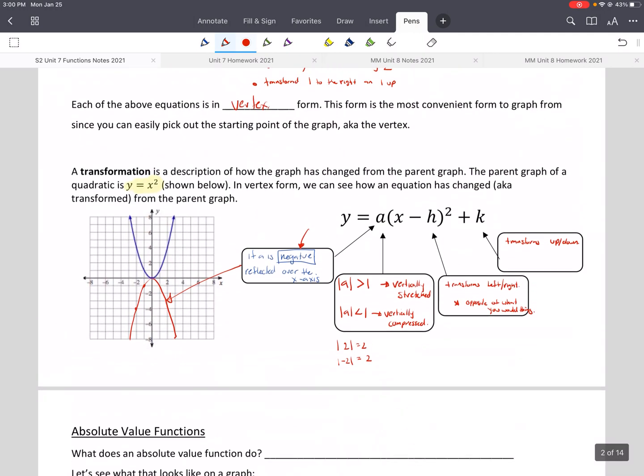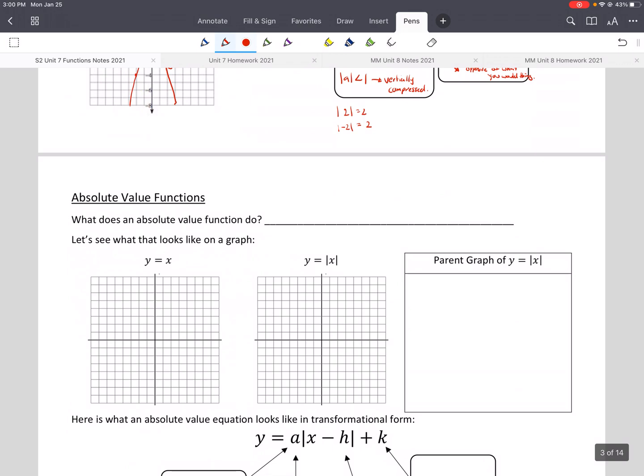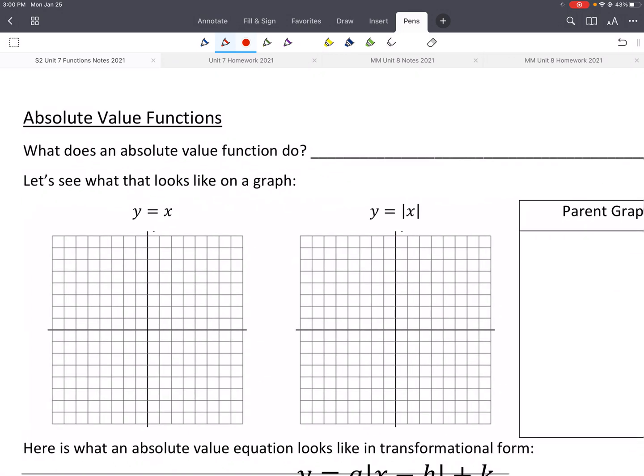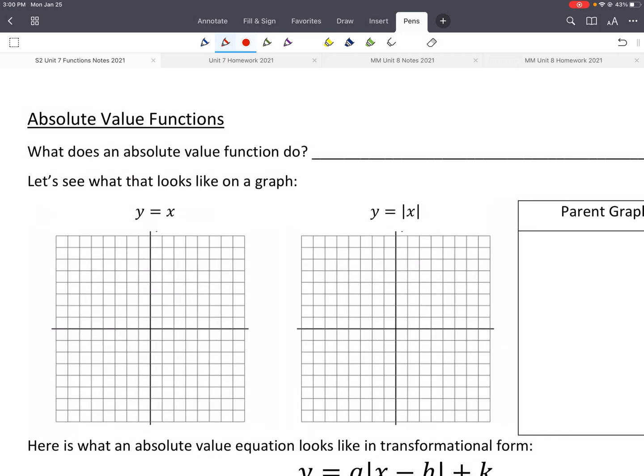So that is transformations. Now we're going to talk about a different type of equation. It's called the absolute value function. So what does an absolute value sign do? It makes anything be positive. Anything inside the absolute value becomes positive.